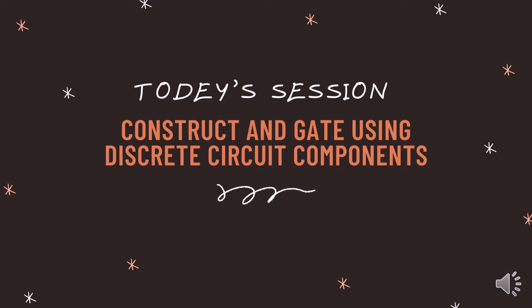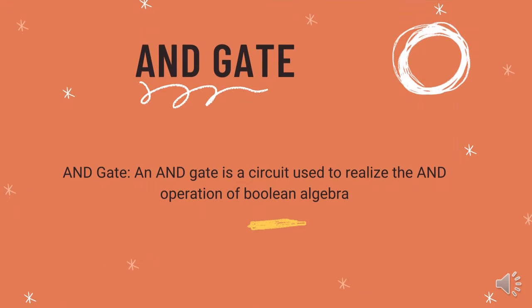तो चलिए स्टार्ट करते हैं। In today's lecture, we will learn how we construct AND gate using discrete circuit components. So let's get started. So, what is AND gate? We already know in previous lecture that an AND gate is a circuit used to realize the AND operation of Boolean algebra. इस सेशन में हम सीखेंगे how we construct AND gate using discrete circuit components. तो नेक्स्ट स्लाइड पे चलते हैं.